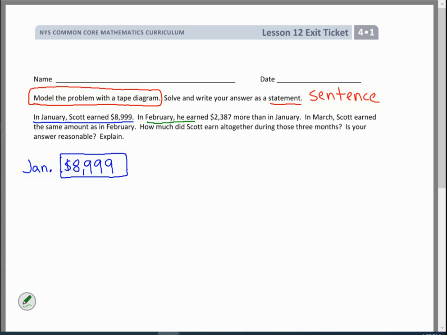February. In February, he earned 2,387 more than in January. So this is a key piece of information right here. And so is the word more than in January. So that more than tells us something. So down below, I'm going to write an abbreviation of February. And I know that it's January's total or value or amount plus that other amount of money.